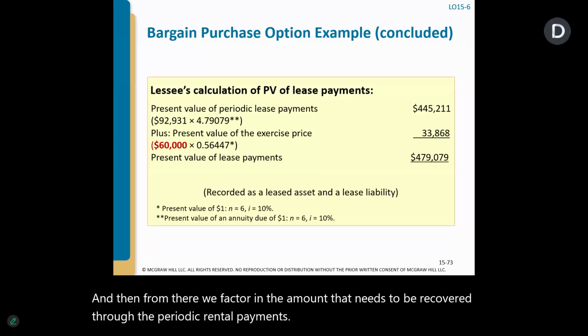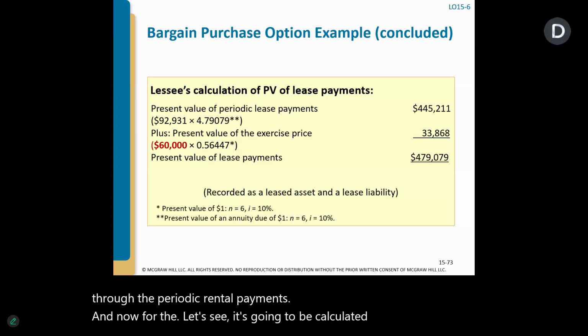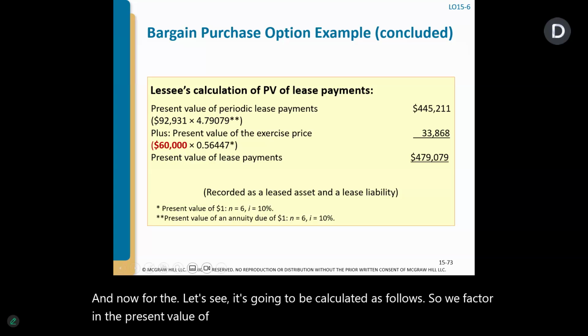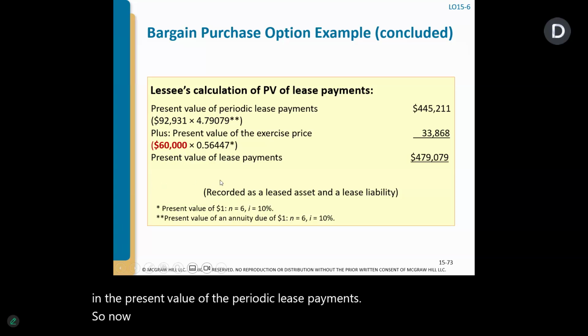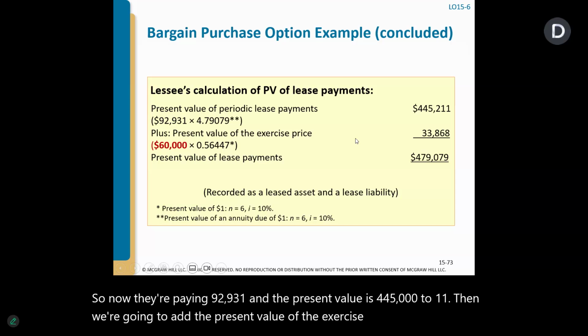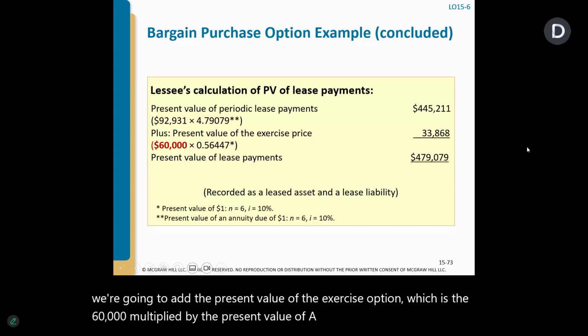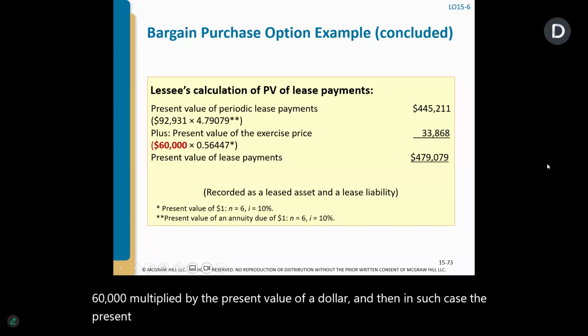And now for the lessee, it's going to be calculated as follows. We factor in the present value of the periodic lease payments. So now they're paying $92,931, and the present value is $445,211. Then we're going to add the present value of the exercise option, which is the $60,000 multiplied by the present value of $1. And in such case, the present value of the lease payments is going to be $479,079.